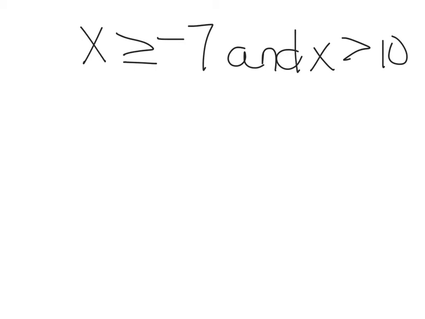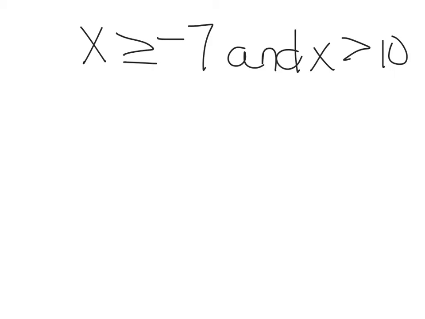Okay, so here's another example. We aren't solving anything yet. We're just talking about how these compound inequalities work. So my problem is x is greater than or equal to negative 7 and x is greater than 10. So we want to find the solutions that work for both of these inequalities at the exact same time, okay? So where are answers that are greater than or equal to -7 and greater than 10?